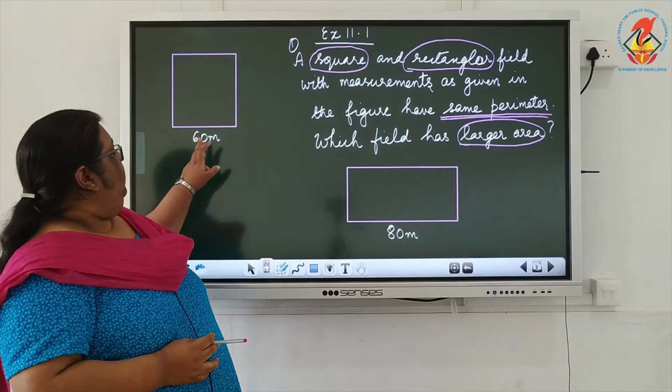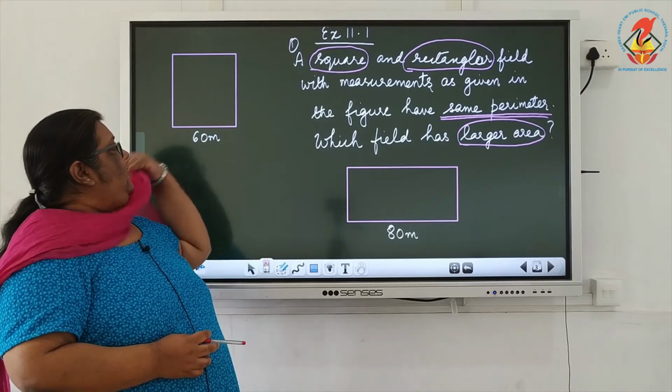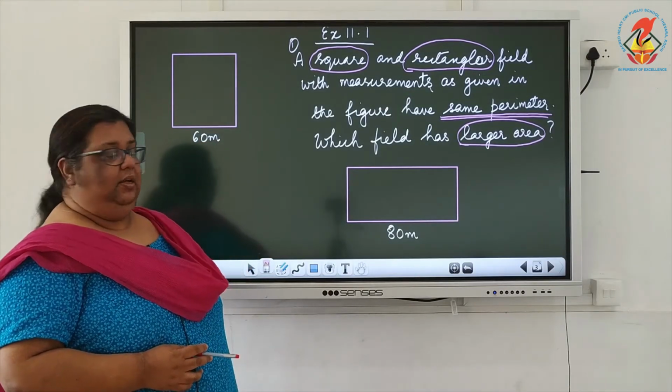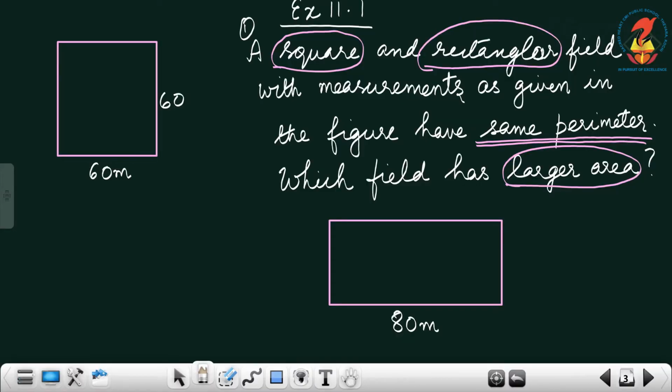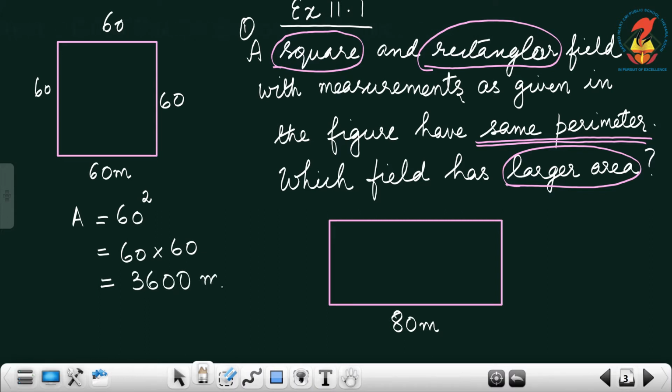Then the picture of the square is given here. One side is given as 60 meter. You know, for a square, all the 4 sides are the same measurement. So 60, 60, 60. So what will be the area of the square? 60 into 60, 60 square. 6 into 6, 36 followed by 2 zeros. And since it is an area, the unit will be square meter.